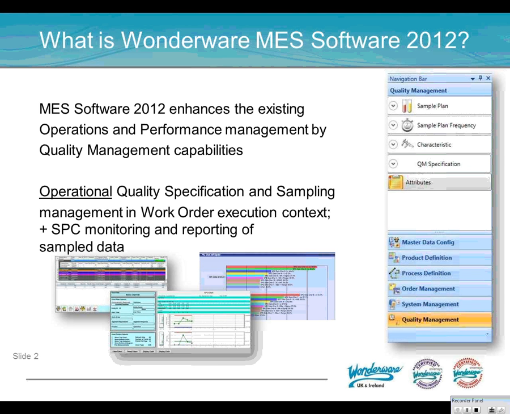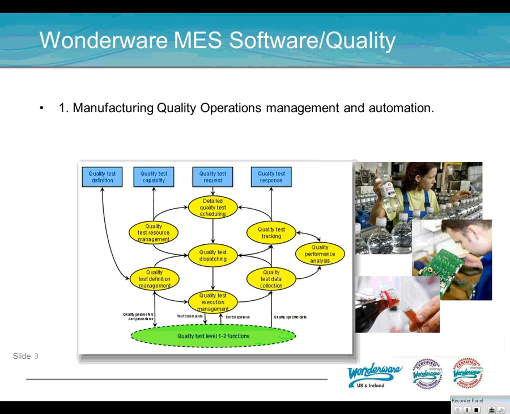The purpose of the quality module is to provide quality specification and sample management in a work order execution context, and in addition support statistical process control monitoring and reporting of the data being sampled.